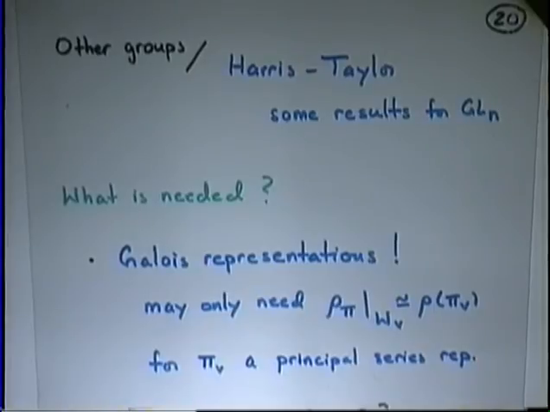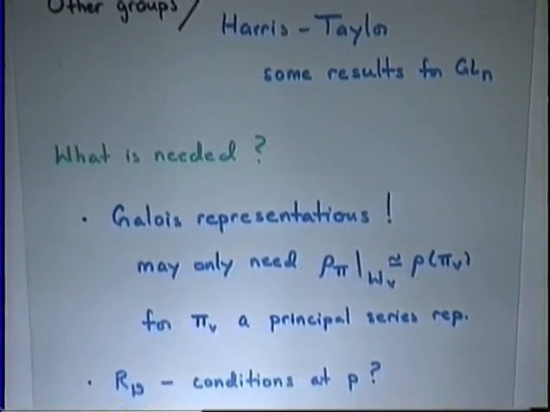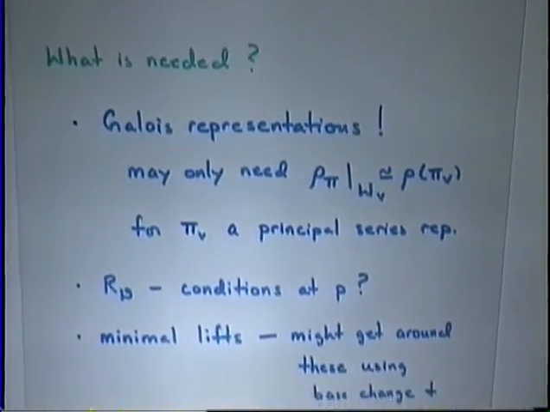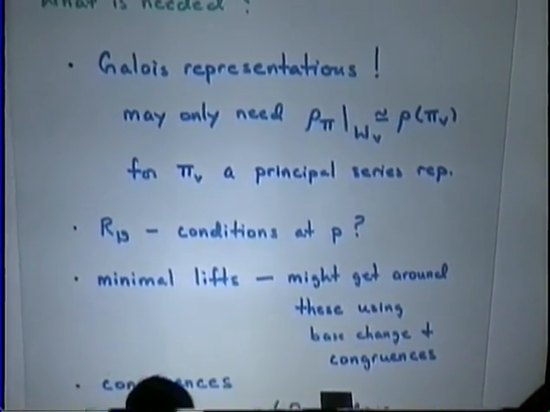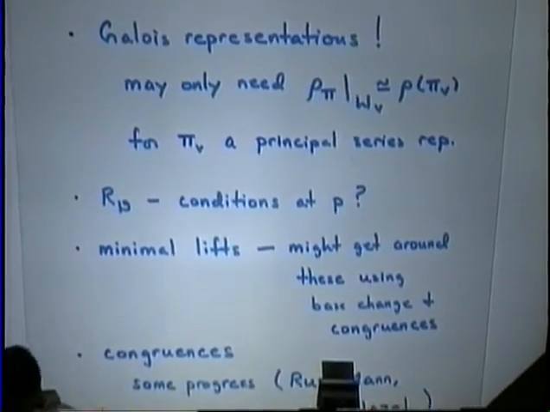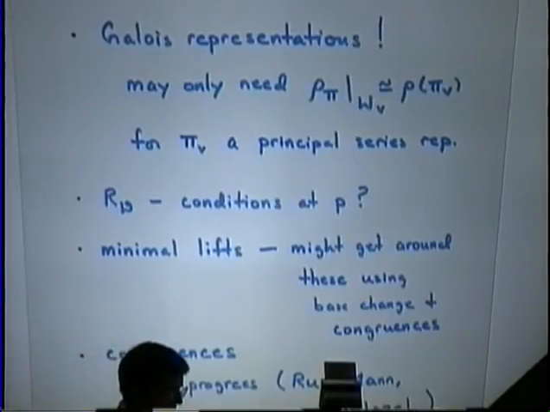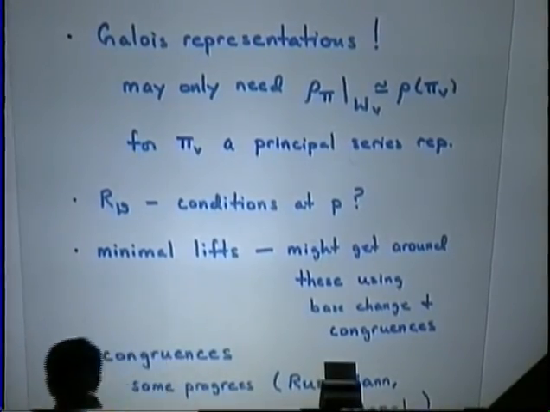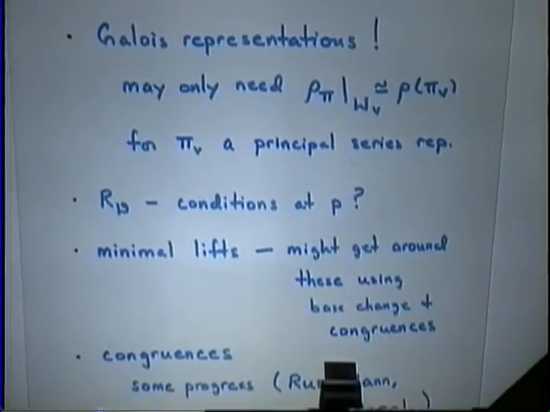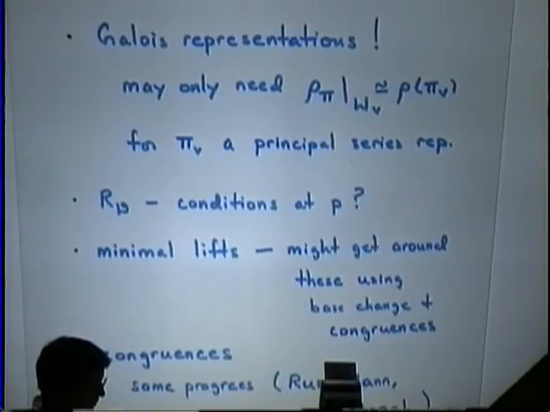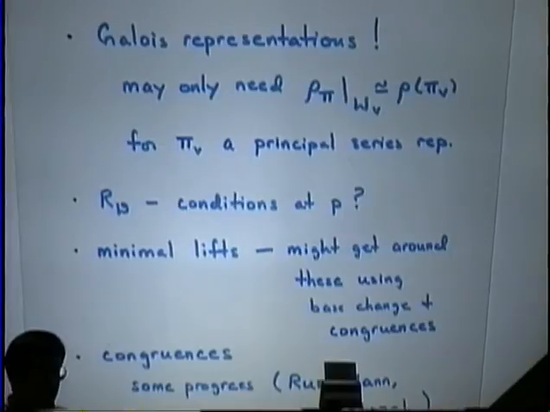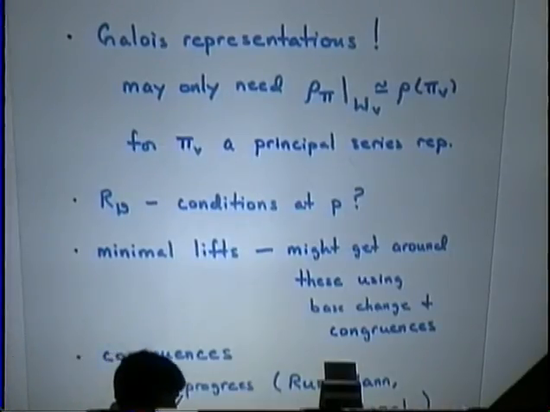Well, certainly we're going to need Galois representations attached to automorphic forms, and hopefully we'll hear more about this for other groups in other talks at this conference. And what do we need about these representations? We probably need something like the restriction of these representations to the Weil-Deligne group being what you would expect from the local Langlands correspondence. It may be possible to get away with knowing this only for principal series representations, which is surely easier than in general.